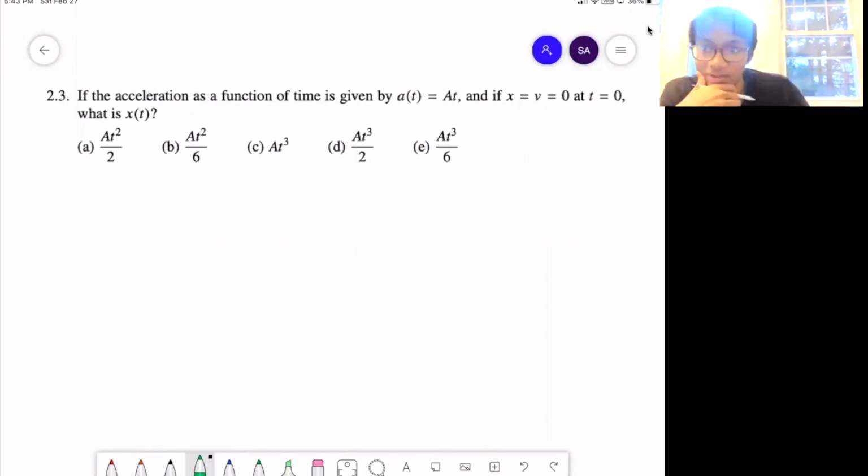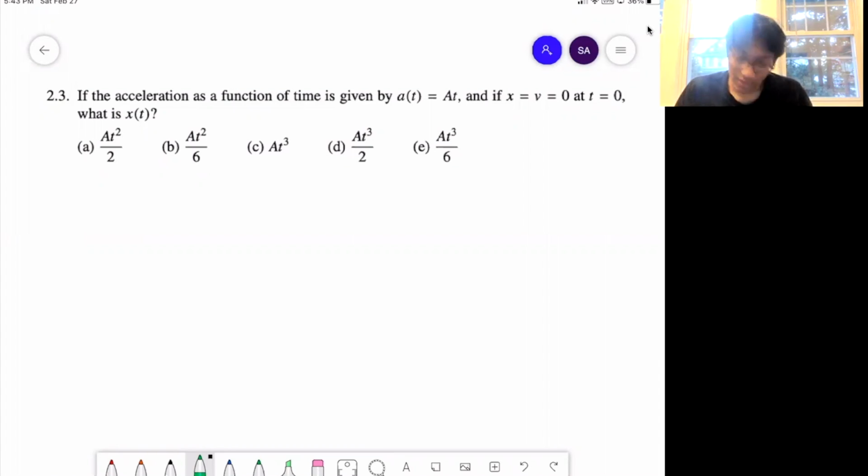Let's check out this acceleration time example. If the acceleration as a function of time is given by a of t equals at, and your initial velocity and position are given as 0 at time 0, what is x of t? Well, this is not too bad of a problem.